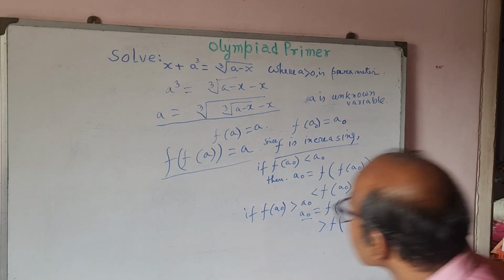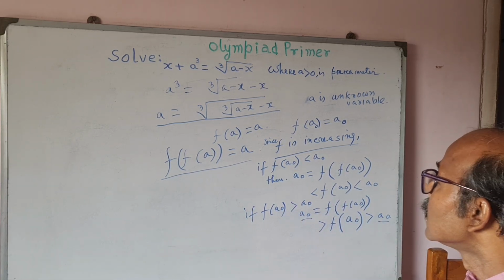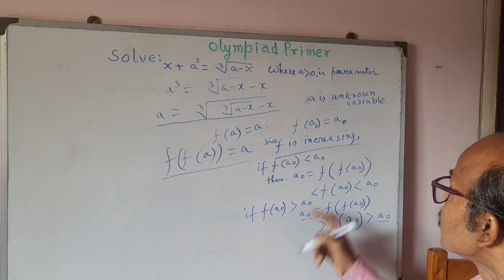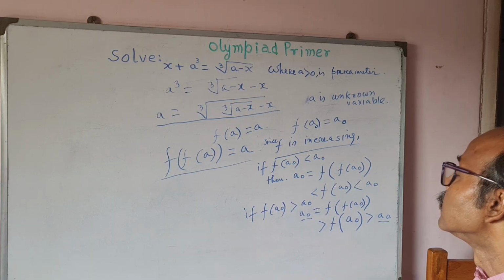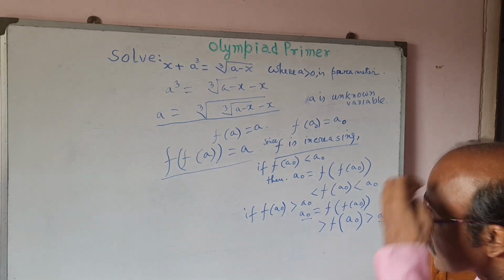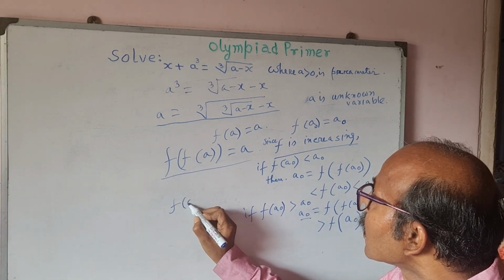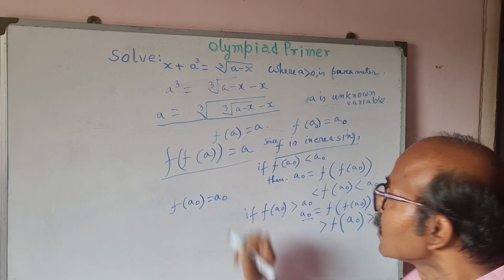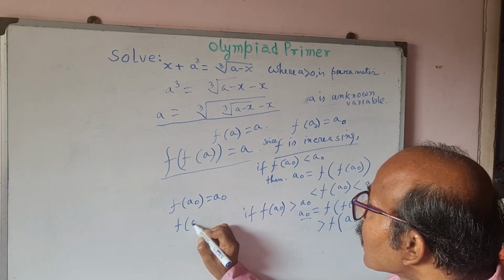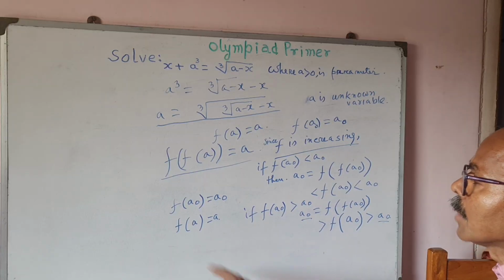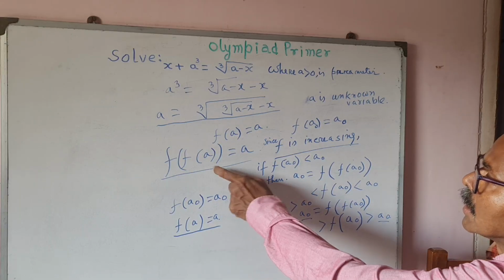So we must take this decision. Both these two contradictory statements, if we consider this, then we can come to the conclusion that function of a0 must be a0, and if function of a equals a, this is the solution of this equation.